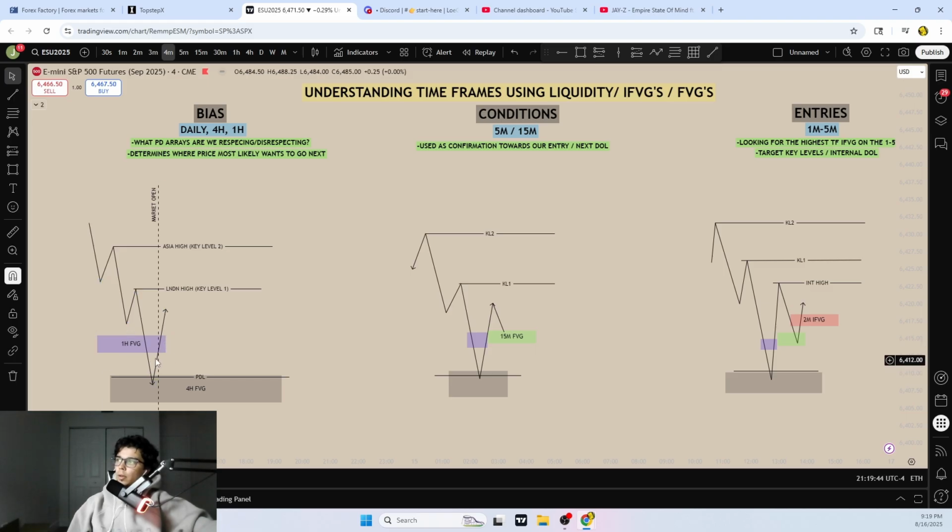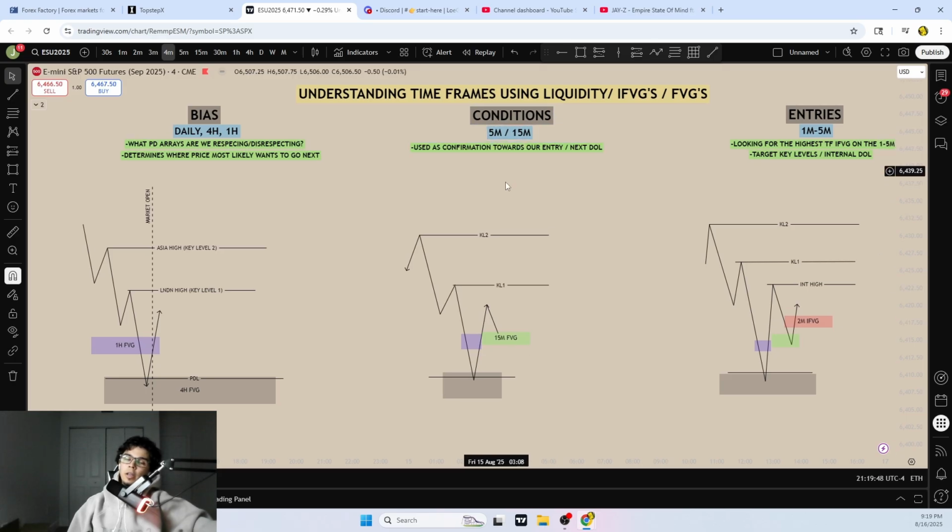So after we get the 1 hour inversion, we're now going to jump into the 5 or 15 minute time frame and look for conditions. And again, I have an entire conditions video, but we can go over it briefly real quick. It's used as a confirmation towards our entry and next draw on liquidity, right?